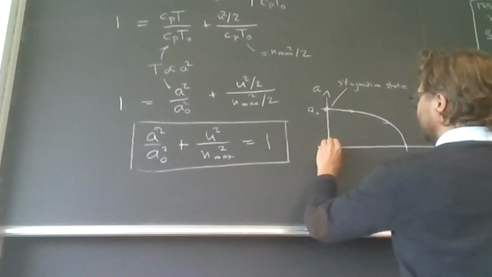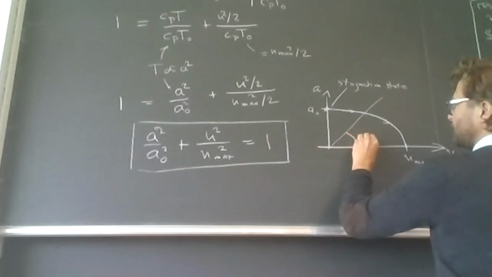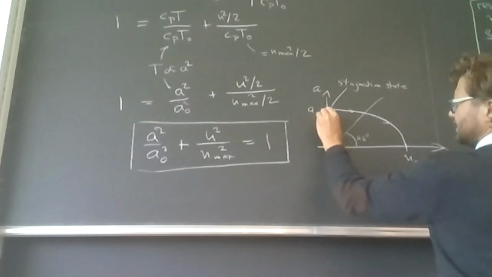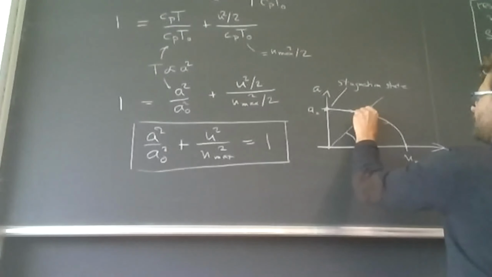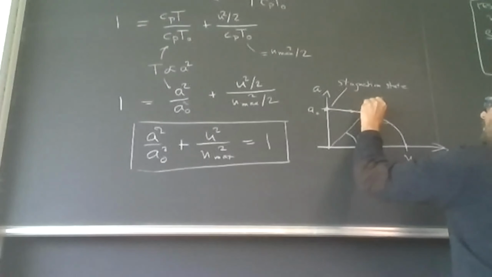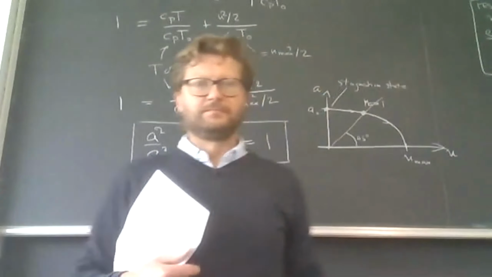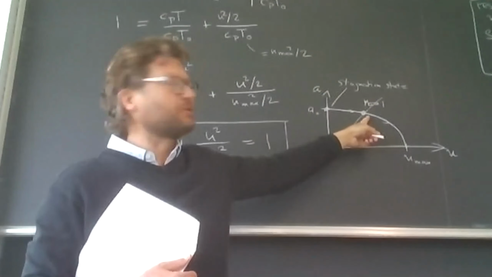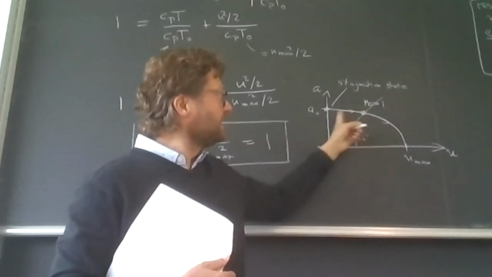There's a line at 45 degrees exactly, where A and U are equal. So at this point, Mach is actually equal to 1. This is exactly the sonic state, where Mach is equal to 1. A has already decreased a bit, and U is equal to A.